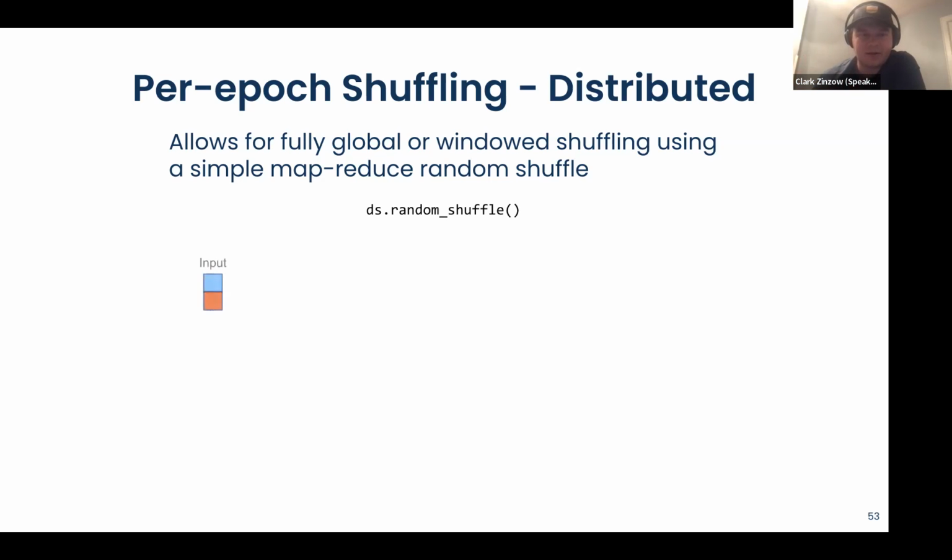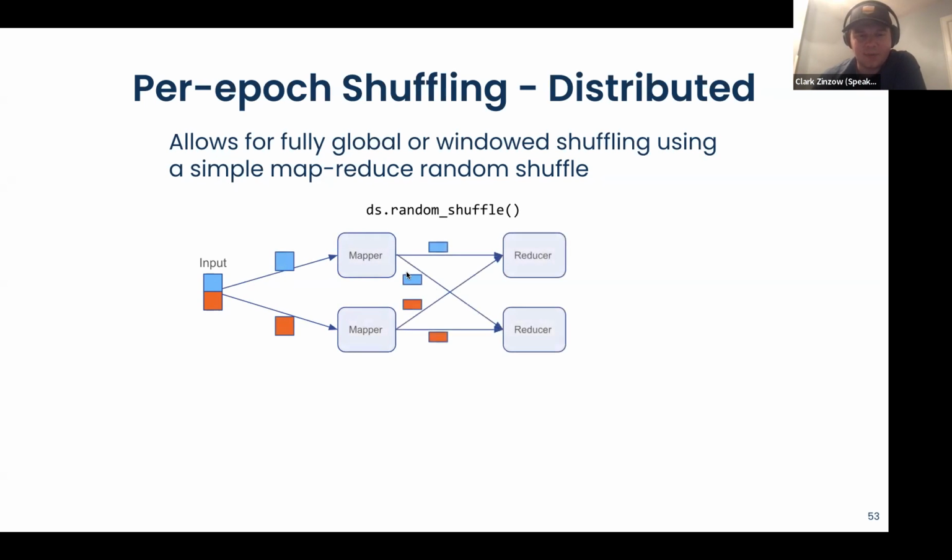Pretty simple. And then under the hood, let's say we have 2 blocks. What we do is we send each of those blocks to a mapper task. That mapper task further chunks it up such that it sends 1 chunk per reducer. So we have 2 mapper tasks, each sending 2 chunks to different reducers. Those reducers concatenate those chunks from the mappers and then do their own little shuffle locally. And then finally, that produces a shuffled data set. And so this gives you basically the equivalent of fully random shuffling without replacement.